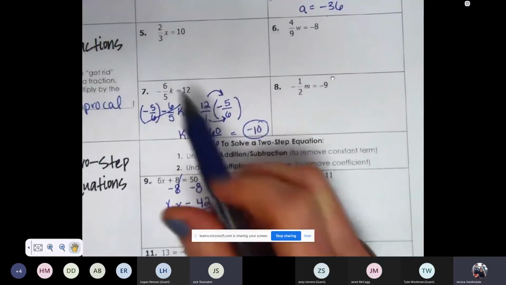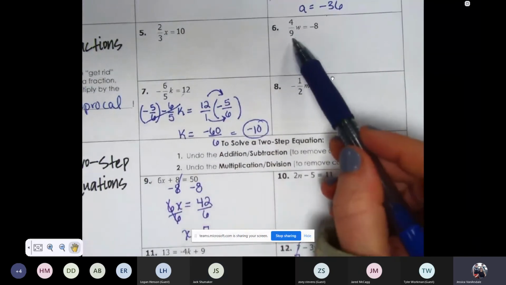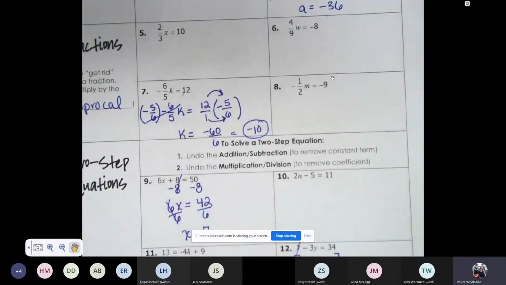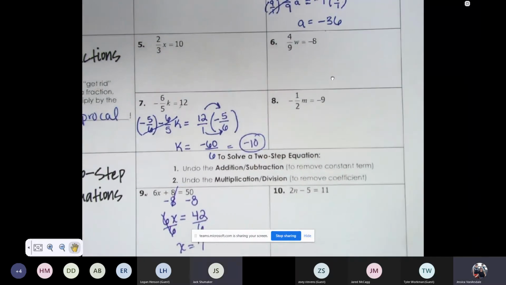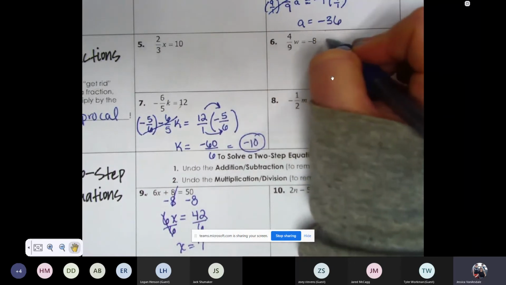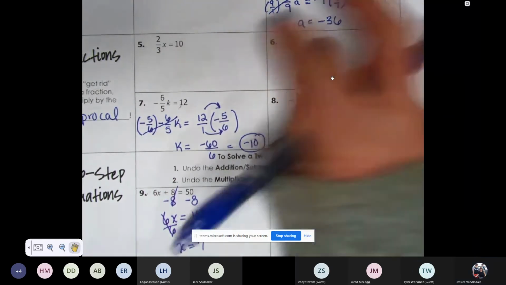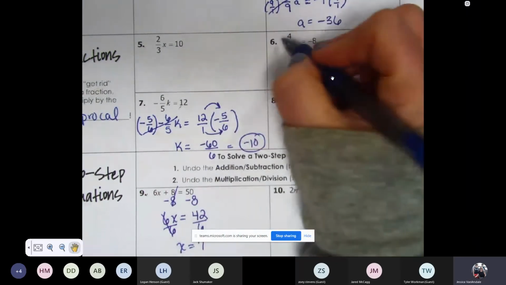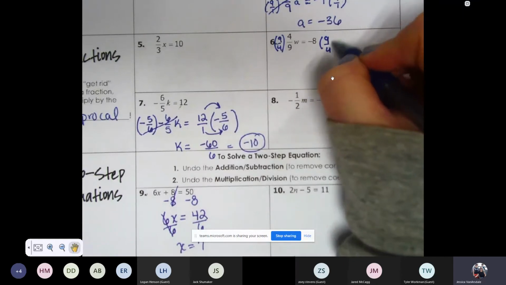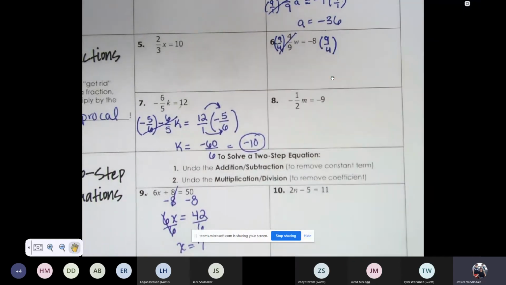In fact, how about I do number 6 too, because it's like number 7, just to kind of go through the steps again. Would that be helpful? Yes or no? Yeah. Okay. So first thing we're gonna do is multiply both sides by the reciprocal of 4/9. What that means is just flip the fraction. So we're gonna multiply this side by 9/4 and this side by 9/4. That will eliminate that fraction.